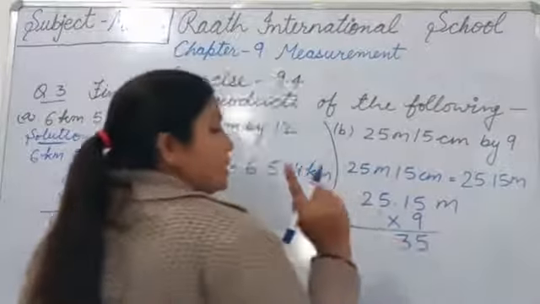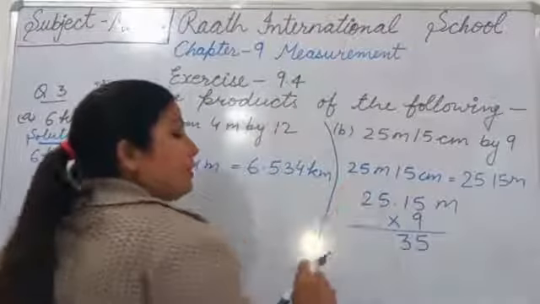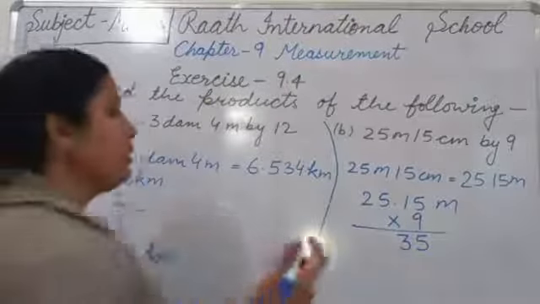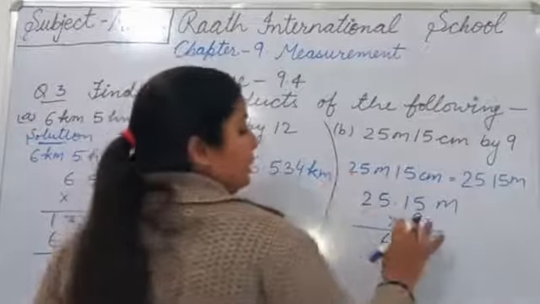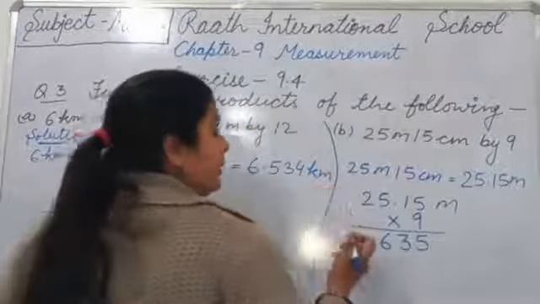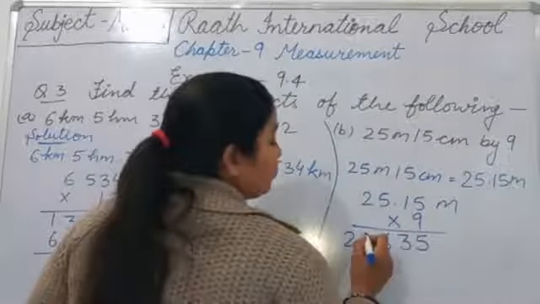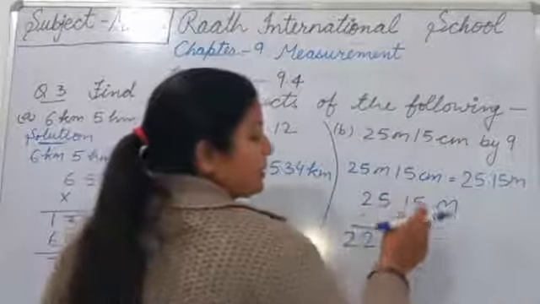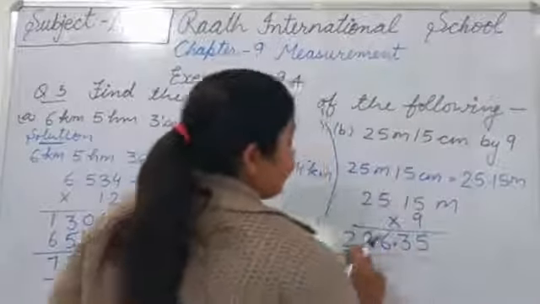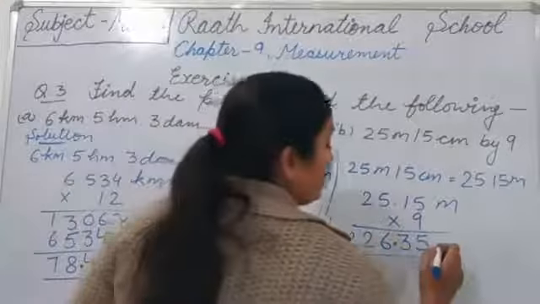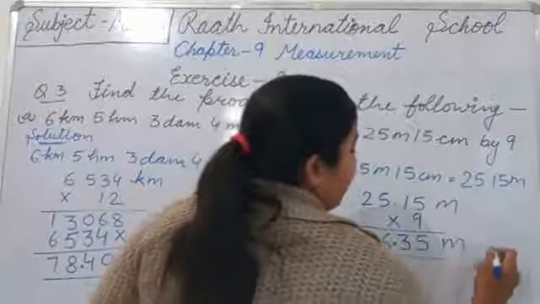13. Now 1 goes carry. 9 5s are 45. 45 plus 1, 46. 4 goes carry. 9 2s are 18. 18 plus 4, 22. Now here are 2 decimal places. So in the answer also we will take 2 decimal places. So it becomes 226.35 meter. That's your answer.